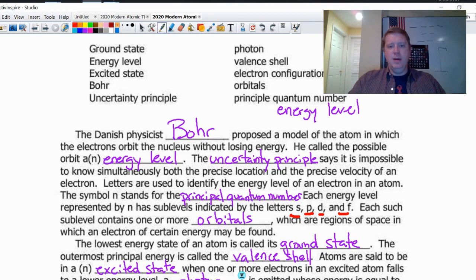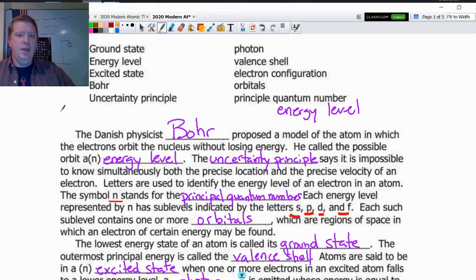And then we talk about how it's difficult to know the location and the velocity of an electron at the same time. That's the uncertainty principle, which was completed by Heisenberg. There are letters to describe the energy level around an atom, but we use letter N to describe what the energy level is. So if we say that N is equal to 2, then the energy level is 2. Whereas when N is equal to 1, we might say that's the first energy level.